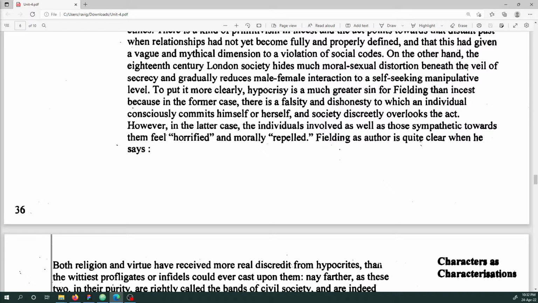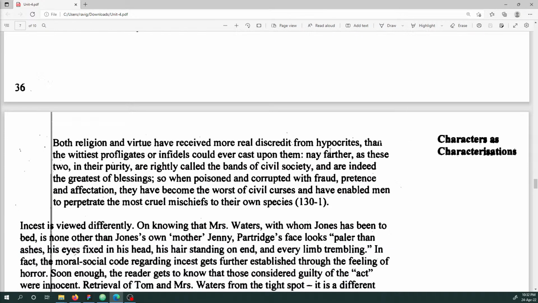Fielding, as author, is quite clear when he says, both religion and virtue have received more real discredit from hypocrites than the wittiest profligates. I will look this up.